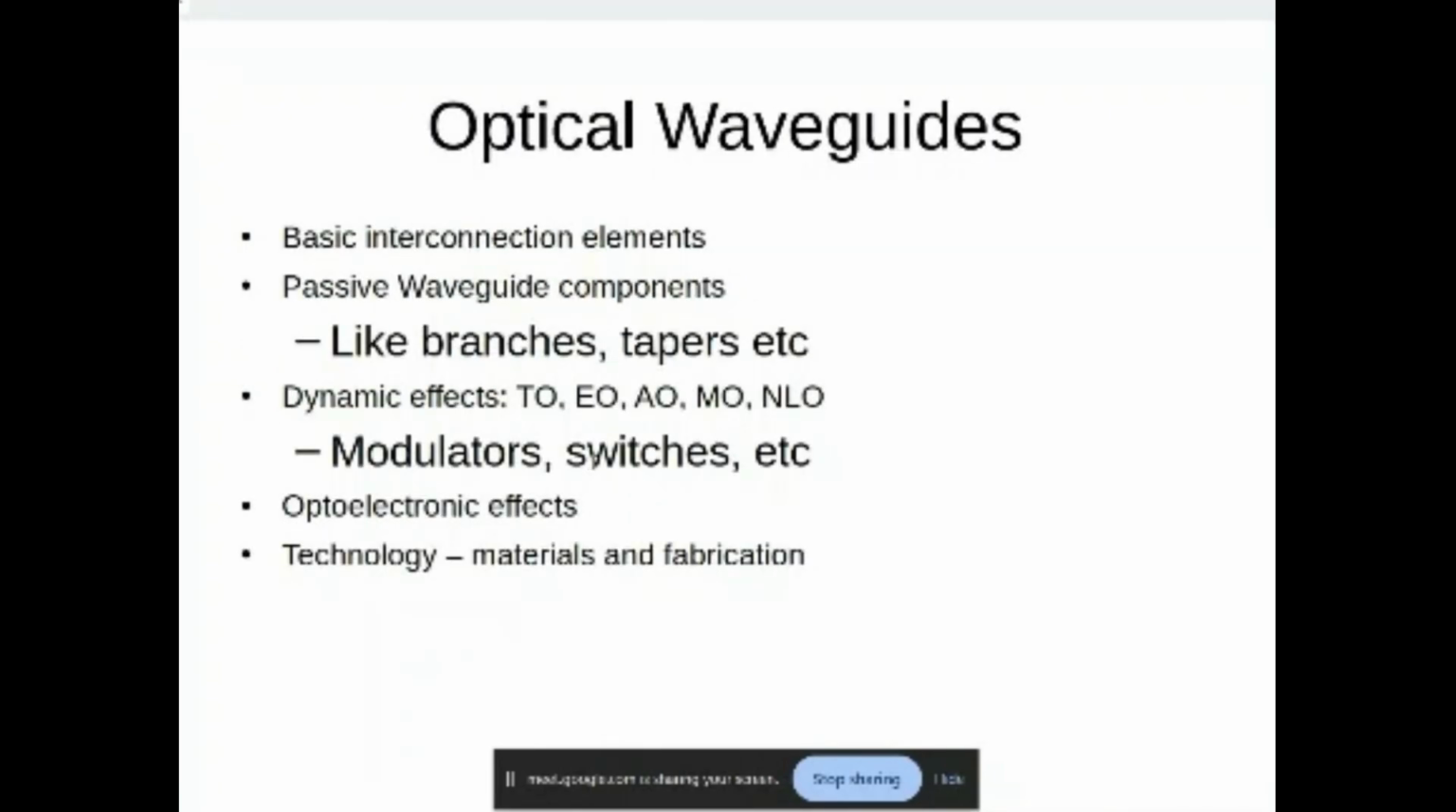Let me just quickly show you some devices. Optical waveguides are the basic devices, like interconnects in electronics. Like wires, you can use optical waveguides as interconnecting elements between different components, like a modulator and a switch. Then a lot of passive waveguide components can be made, like tapers, branches, and so on. Then dynamic effects like the electro-optic effect can be used to make modulators, switches, and so on. Other keywords are thermo-optic, magneto-optic, opto-optic, nonlinear optical effects. These are all available in many material systems.